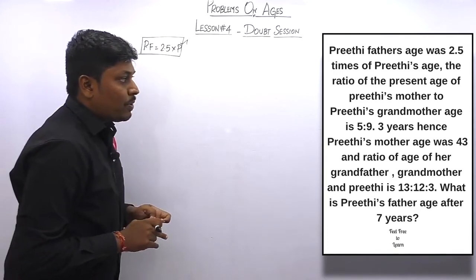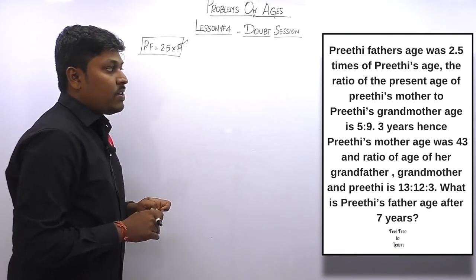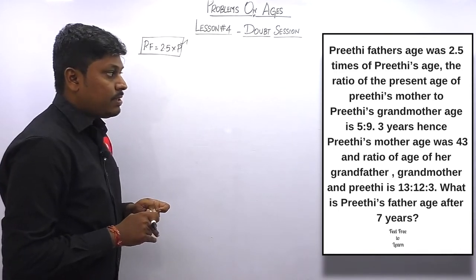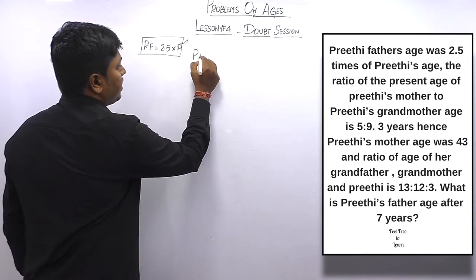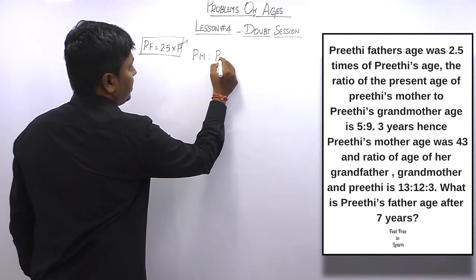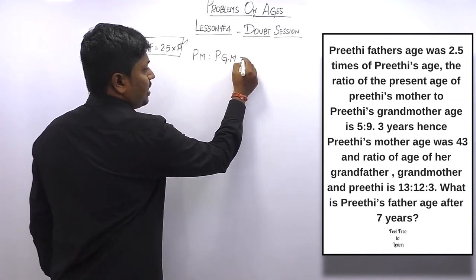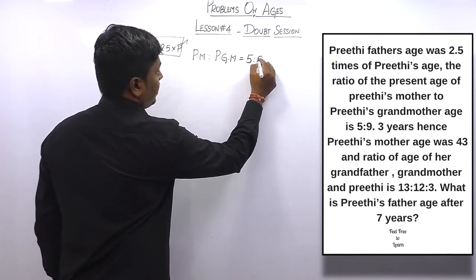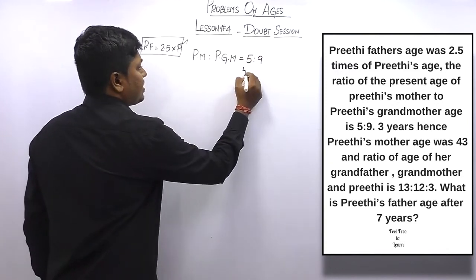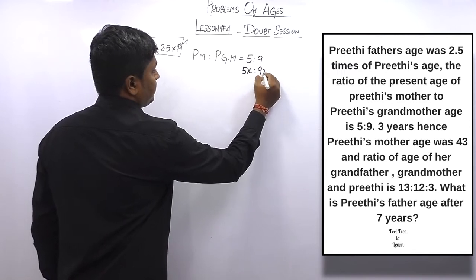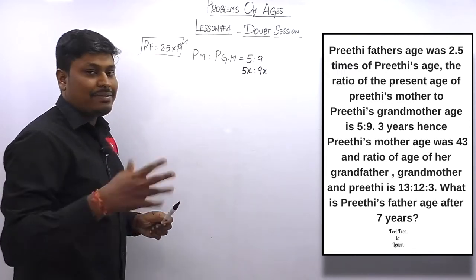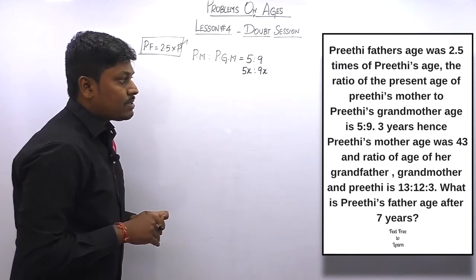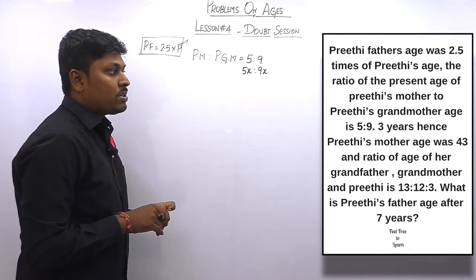And in the next point, what they have given is the ratio of present age of Preeti's mother to Preeti's grandmother. Okay, let me do one thing. Preeti's mother to Preeti's grandmother, where the ratio is given, that is 5:9. Okay, so let me take it as 5x and 9x, right? And in the next point, 3 years hence. What is called as hence? After 3 years, right? So after 3 years, Preeti's mother's age was 43.